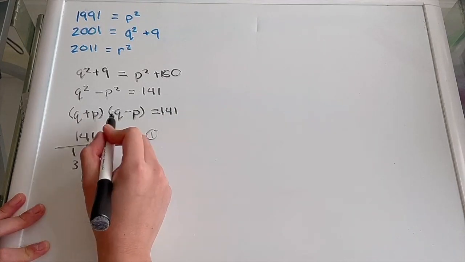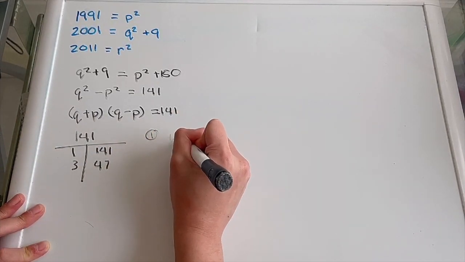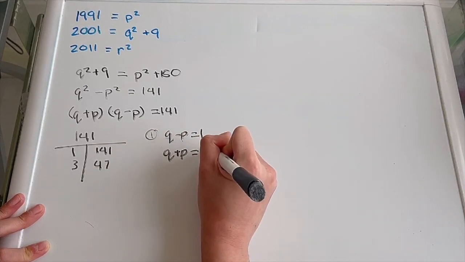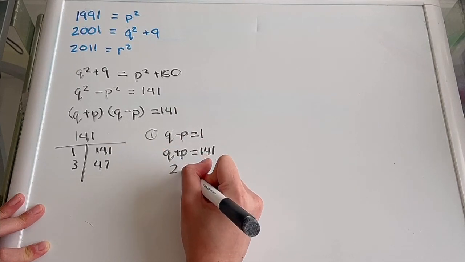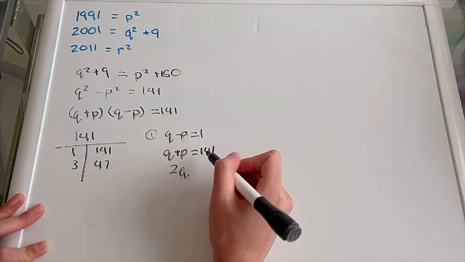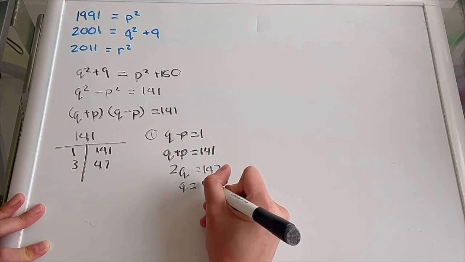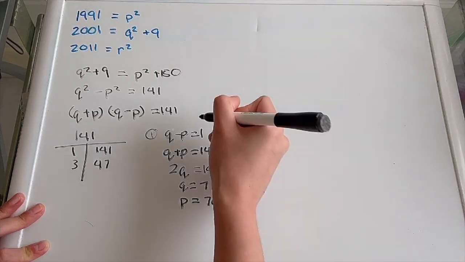Well, we know that q minus p is less than q plus p. So if q minus p is 1 and q plus p equals 141, we can solve by adding these two equations together. So 2q plus 0 equals 142, and q would equal 71. And then we're going to get p is equal to 70 when we plug it back in.